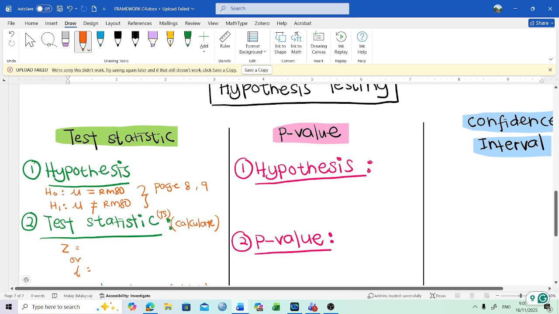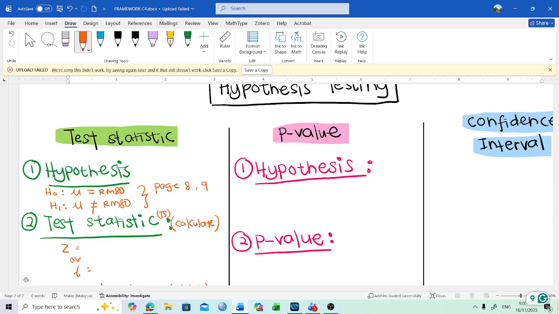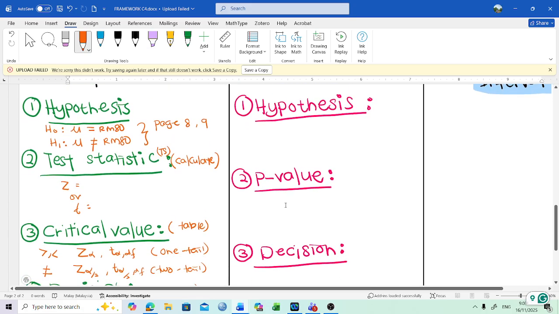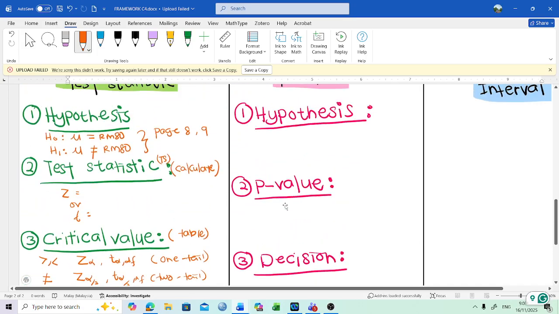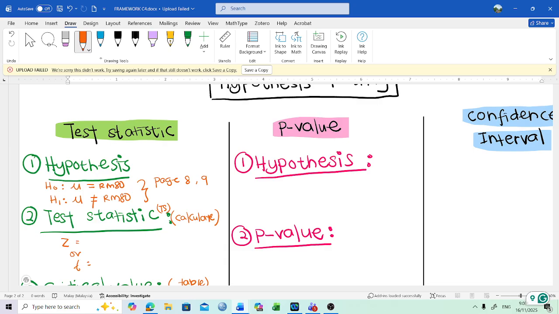Then we go to the second method, which is the p-value method. I believe that you already know the p-value method because you have already done it for your Levene test. For the p-value method, we have only 4 steps, which are hypothesis, p-value, decision, and conclusion. For hypothesis, similar to what you have stated for the test statistic approach, you just need to state your null hypothesis and alternative hypothesis.